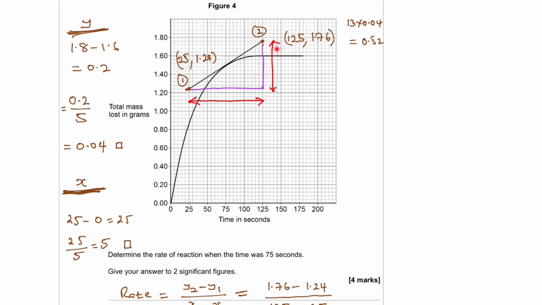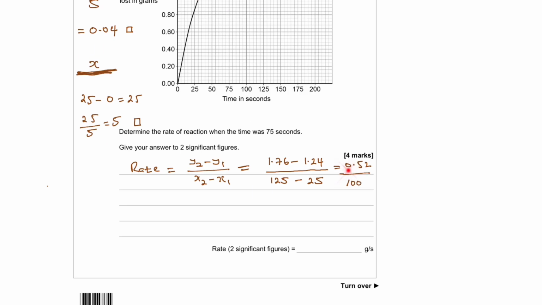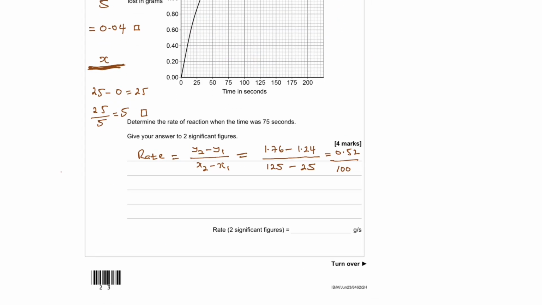That's the 13. So that height here will be 13 times 0.04, that length here, 0.52. And 0.52 is the difference. And 125 minus 25 is 100. If I divide them, I get 0.0052 grams per second. We need two significant figures. So that's one significant figure there, one there, so that's 2. You don't count the zeros. So the answer should be 0.0052 grams per second.